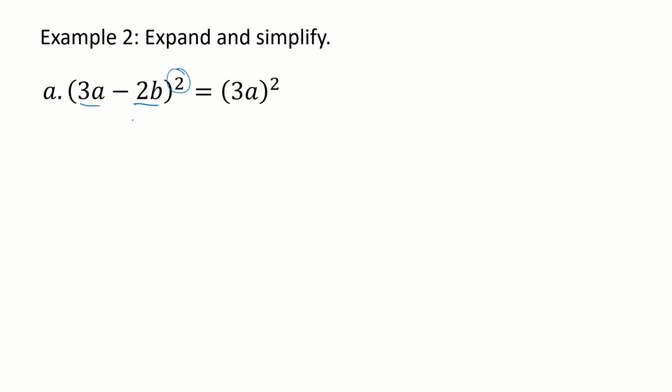First, square the first term. This is the first term. Then, second step is to add 2 times the first term times the second term. So 2 times 3a times negative 2b. Then finally, the square of our last term. Okay, there must be a square here.